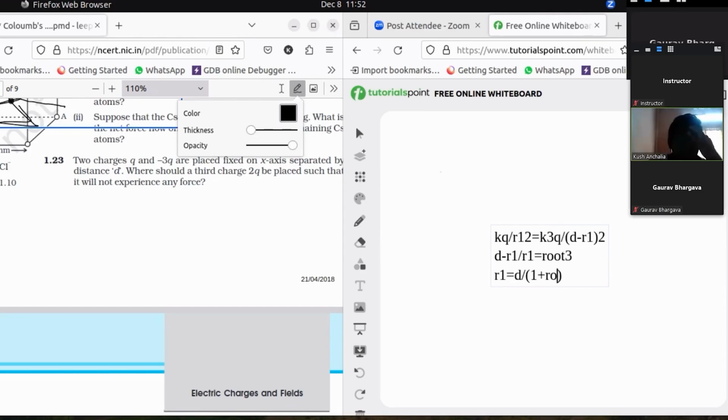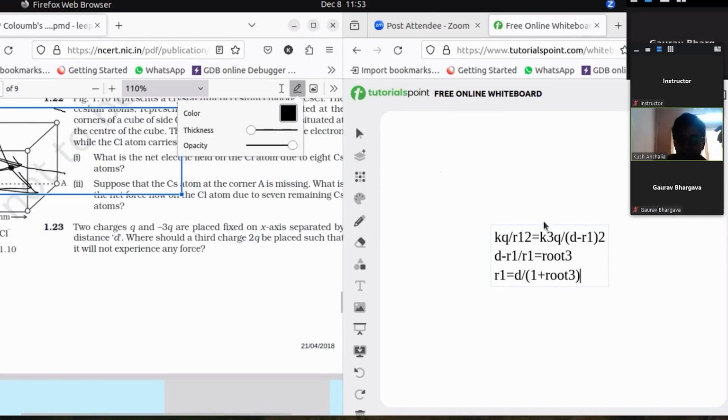Root 3. So yeah, from small q. Okay, here it shouldn't be D minus, it should be D plus. Let me tell you the concept. One second. Net force should be equal to 0. Here plus q is there, here minus 3q is there.